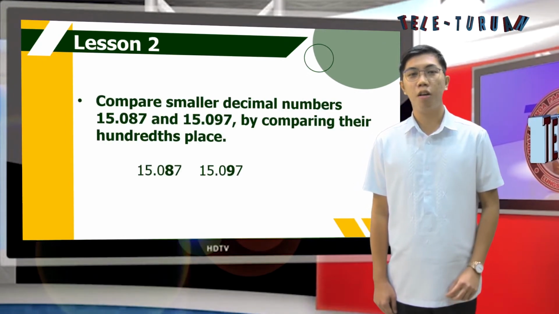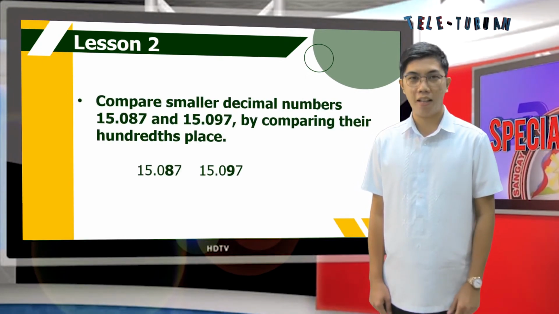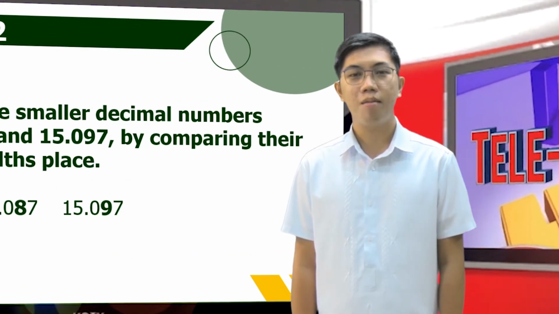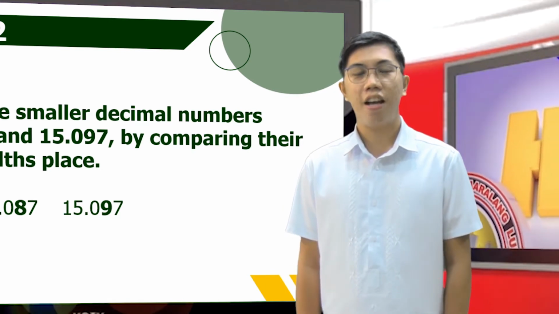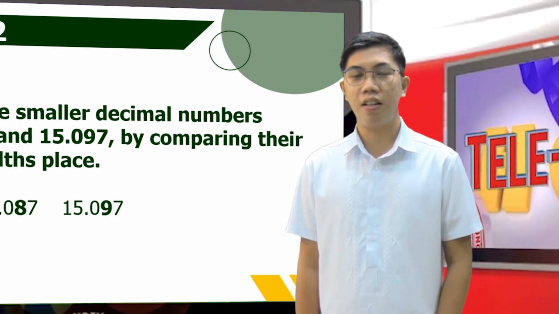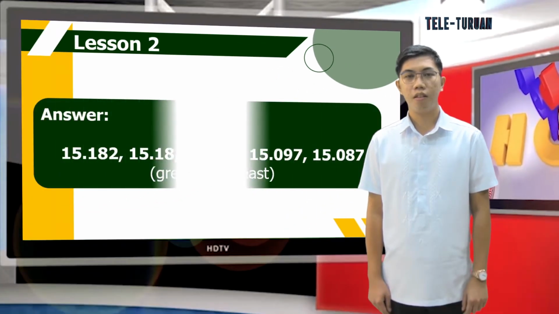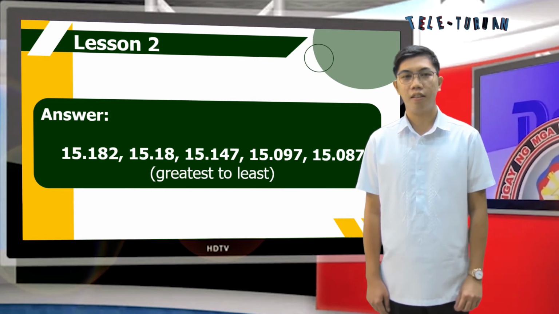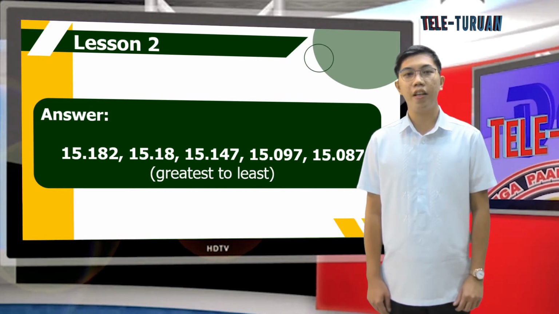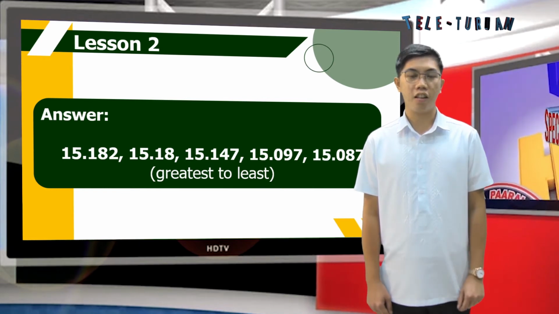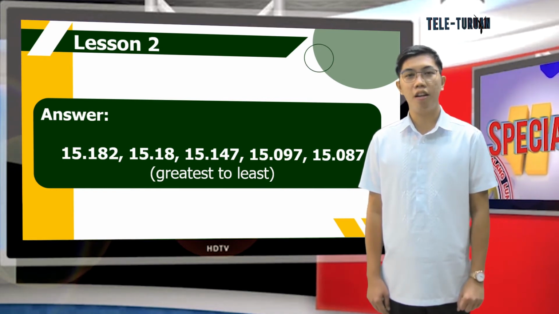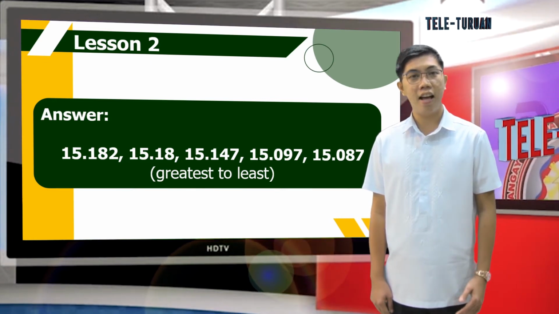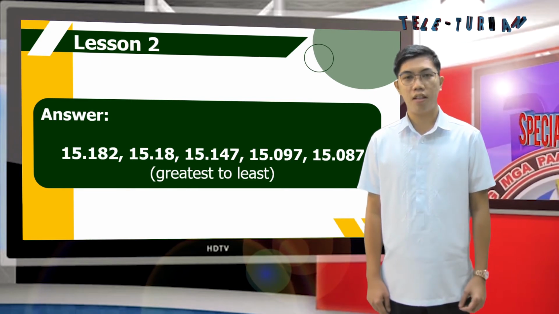Compare the smaller decimal numbers by comparing their hundredths place. 9 is greater than 8. Therefore, 15 and 97 thousandths is greater than 15 and 87 thousandths. Now, we will list the numbers from greatest to least. 15 and 182 thousandths, 15 and 180 thousandths, 15 and 147 thousandths, 15 and 97 thousandths, and last, 15 and 87 thousandths.